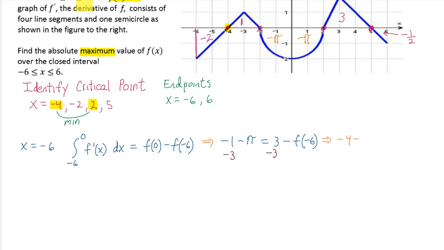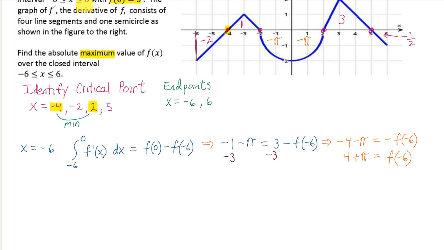-4 minus pi equals negative f of -6. And then I would need to divide out the negative, so that would give me 4 plus pi equal to f of -6. So there's the value of f of -6. That's the left endpoint. All right.